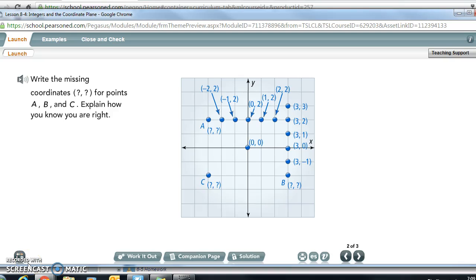So today we're going to be doing 8-4, which is integers in the coordinate plane. So you may remember from a few chapters ago, we talked about the coordinate plane and how to graph. So right here in the center at 0, 0, that is called the origin.